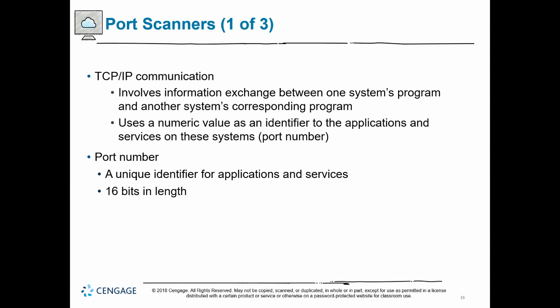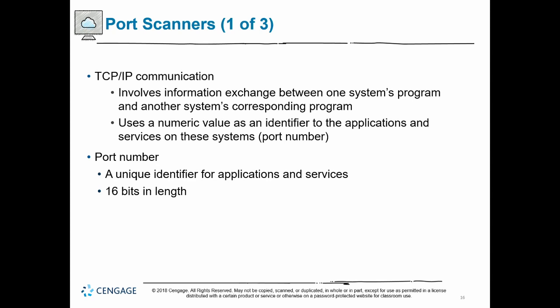TCP/IP communication. TCP/IP involves information exchange between one system's program and another system's corresponding program. It uses a numeric value as an identifier to the application and services on these systems: port numbers. So essentially, in TCP/IP communication, if you want to communicate via a service, whether it's DNS, HTTP, Telnet, whatever it may be, there's usually a port number associated with it.